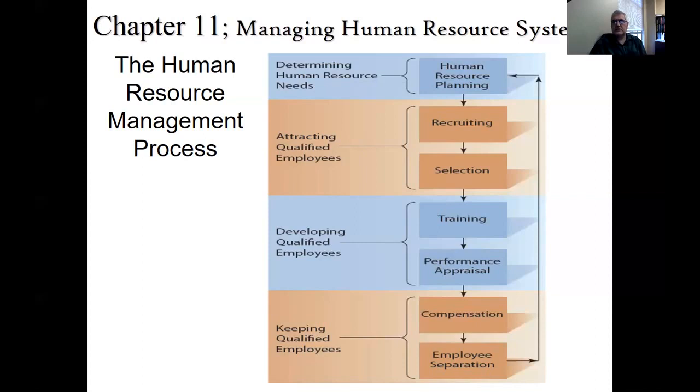This chapter just summarizes the human resource management functions such as benefits, recruitment, selection process, performance appraisals, and human resource planning. Other HR-related topics are simply summarized in this chapter. Human resource planning, recruiting, selecting, training, compensation, and employee separations are discussed. Attracting qualified employees, developing qualified employees, and keeping qualified employees are very important stages or procedures in the human resource department.